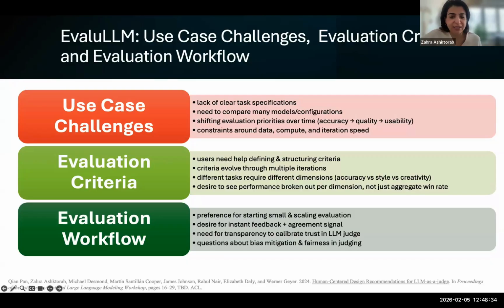Practitioners do not evaluate end-to-end in a single pass. They stage it, they start small, they refine criteria, they test alignment between themselves and the judge, and only then scale up. And people talked about how transparency and bias mitigation are crucial for trust. Participants wanted to know how the judge decided, whether the criteria was followed, and when the judge disagreed with themselves or other human annotators.